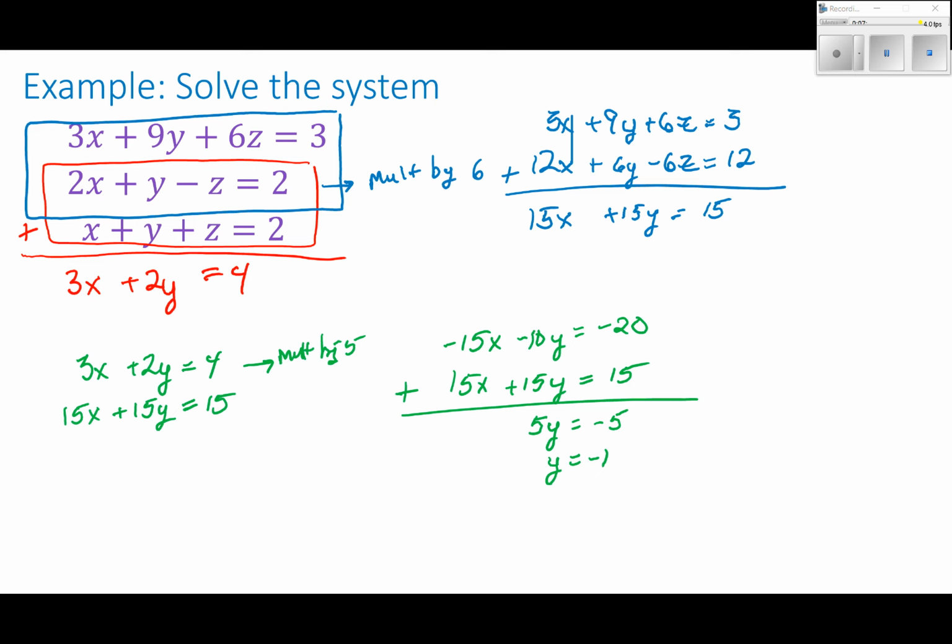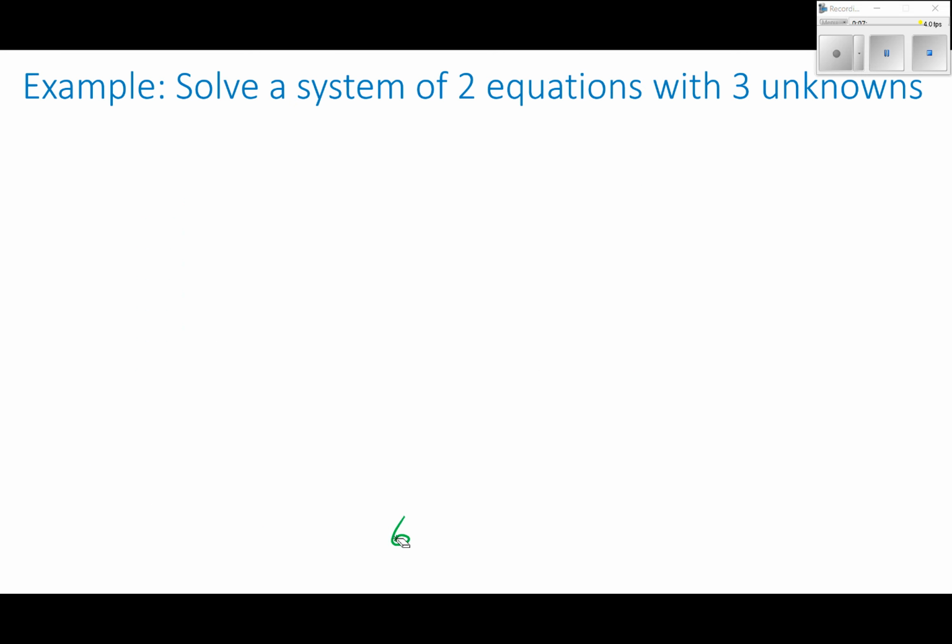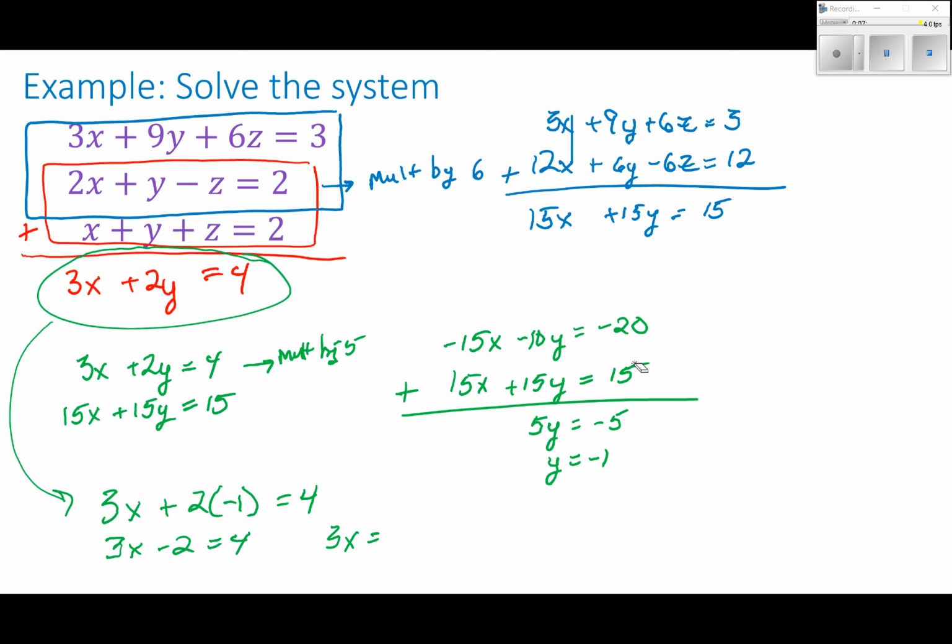So it took all of that work just to solve for one variable. But now I know y equals negative 1. I can start going back and solving. So let's look at this one. If y equals negative 1, so 3x plus 2 times negative 1 equals 4. So this is 3x minus 2 equals 4. So 3x is going to be equal to 6. 6 divided by 3, x is equal to 2. So we can easily solve that one.